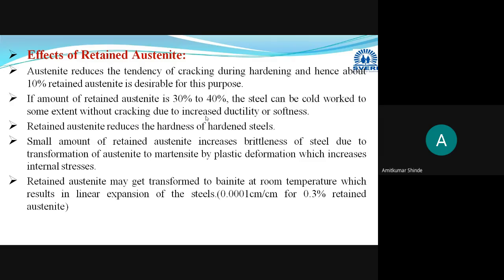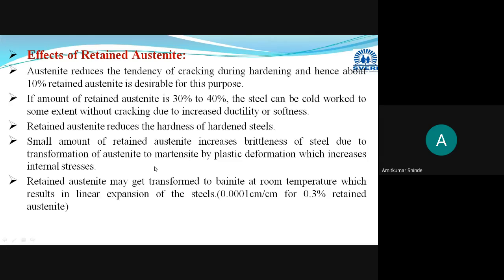Then the next point is the remaining 3 points; these are the disadvantages of the retained or untransformed austenite. Now, as we have discussed in the earlier points, retained austenite will improve the ductility. And as ductility is improving, what is the disadvantage related to it? The retained austenite will reduce the hardness of that hardened steel component.